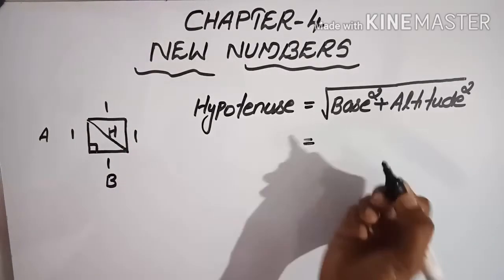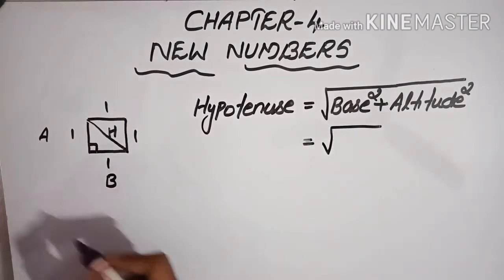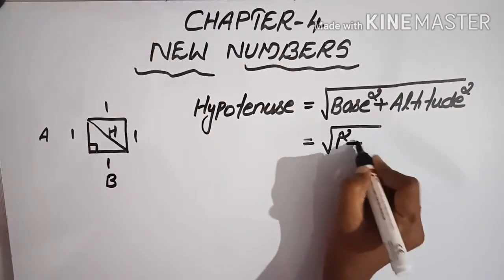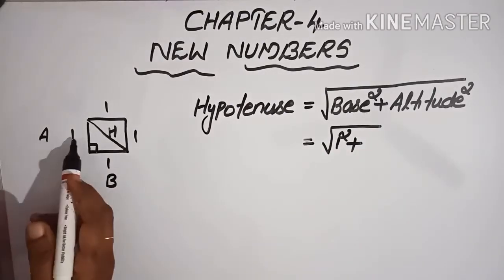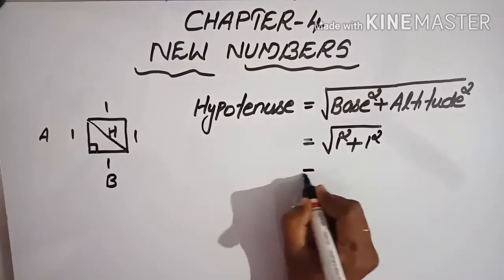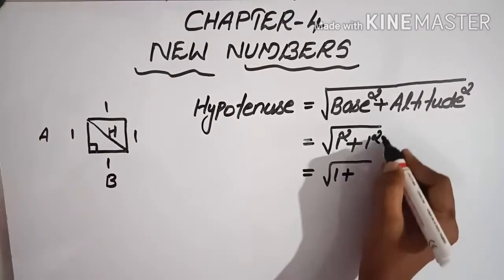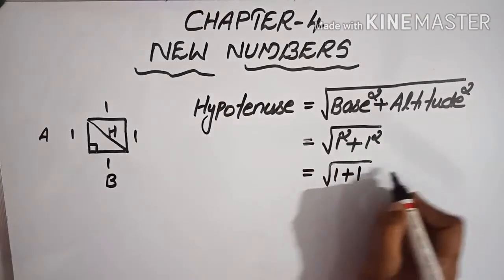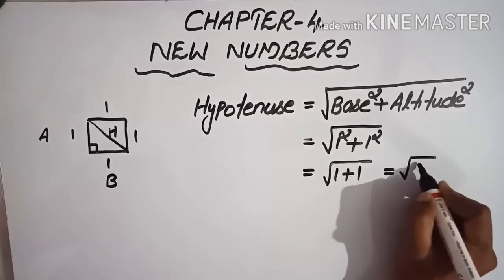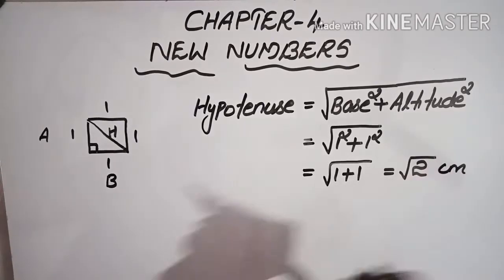So hypotenuse equals what? Root of base square. Base is 1, so 1 square plus altitude. Altitude here is the same, 1, so again 1 square. Now what will be the answer? 1 square is 1, plus again 1 square is 1. So 1 plus 1, the answer is root 2. We got the diagonal as root 2 centimeter.